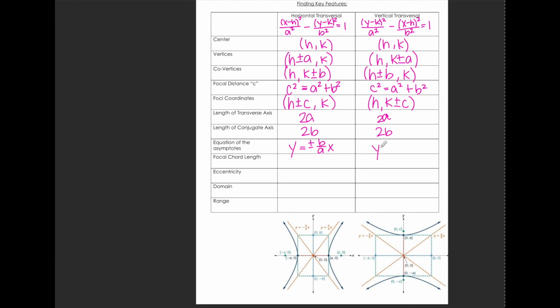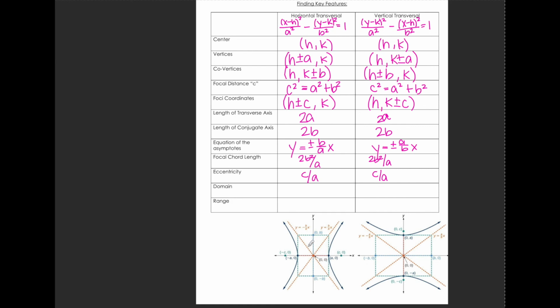And for the vertical hyperbola, it's plus or minus a over b times x. The focal chord length is the same equation that we used for the ellipse. So that's 2b squared over a, and it's the same for both. The eccentricity is also the same as an ellipse. That's c over a. The domain and the range.